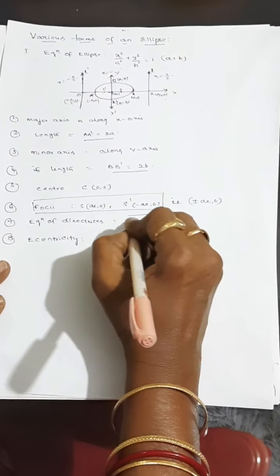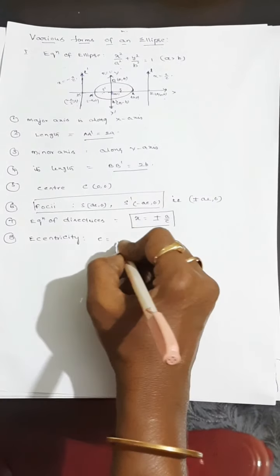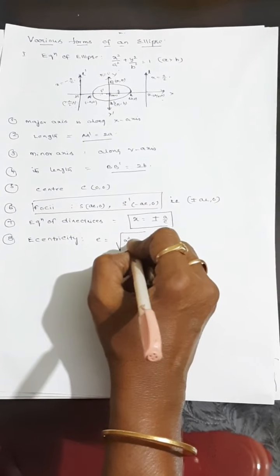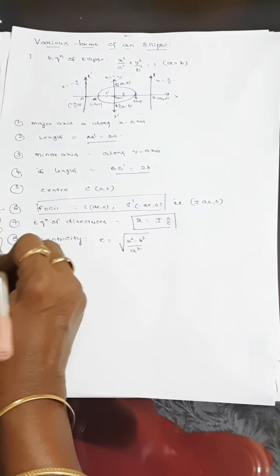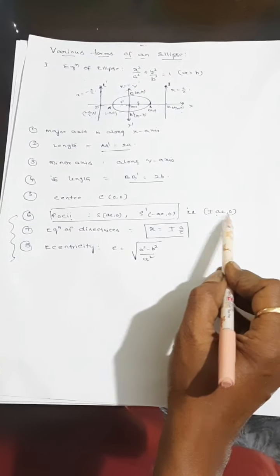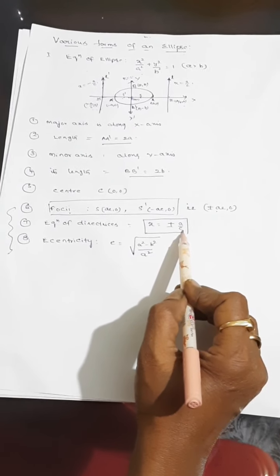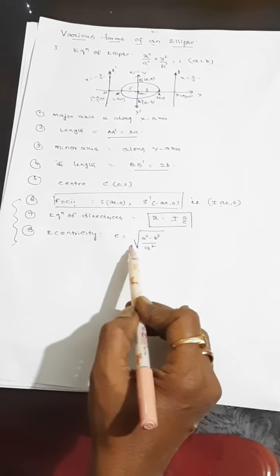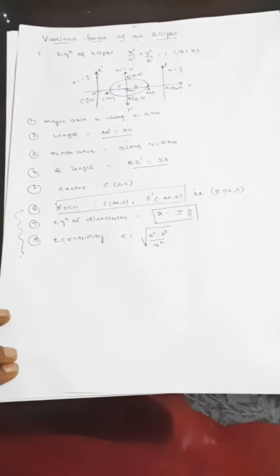It is also a very important point: the eccentricity e is equal to square root of (a square minus b square) by a square. These three points are very important: the coordinates of the foci are (plus or minus ae, 0), the equation of the directrix is x is equal to plus or minus a by e, and the eccentricity is square root of (a square minus b square) by a square.